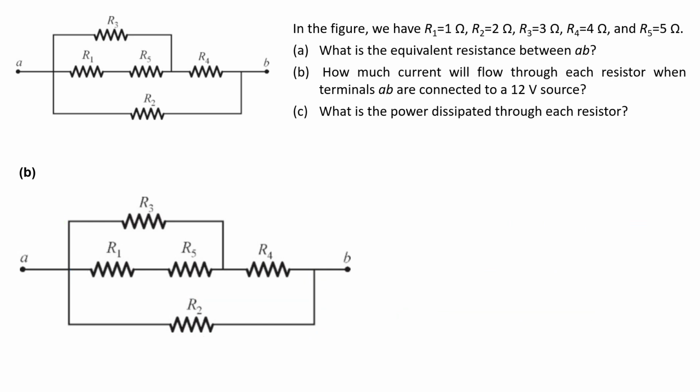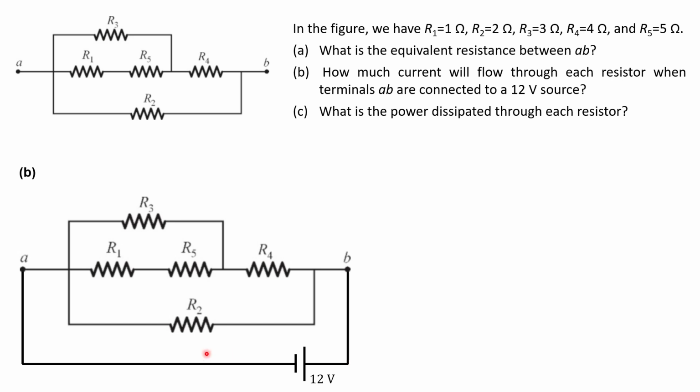Okay, now let's shift to part B of the question. How much current will flow through each resistor when terminals A and B are connected to a 12-volt source? Well, let's connect it to a 12-volt source, as shown here in this figure, right? So the net current flowing through the battery, or the net current between points A and B, can be denoted as I sub AB.